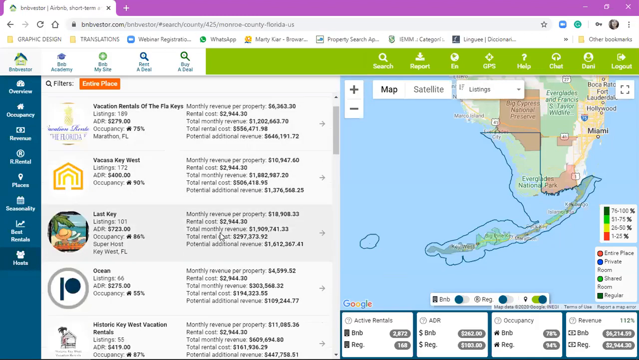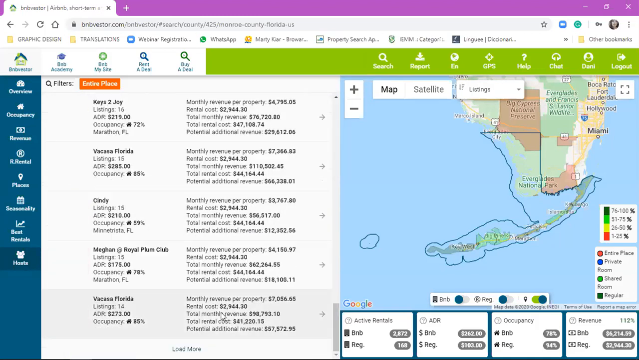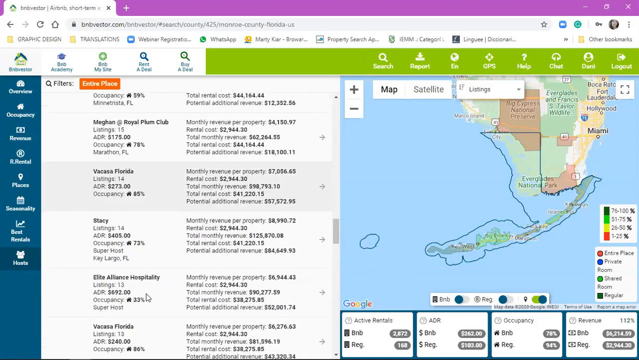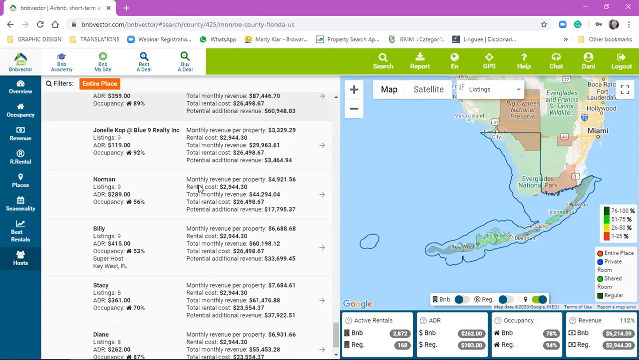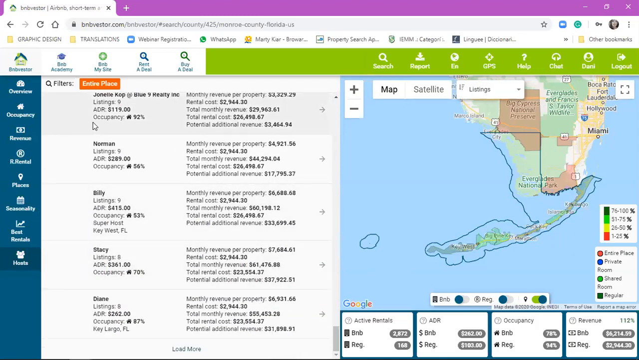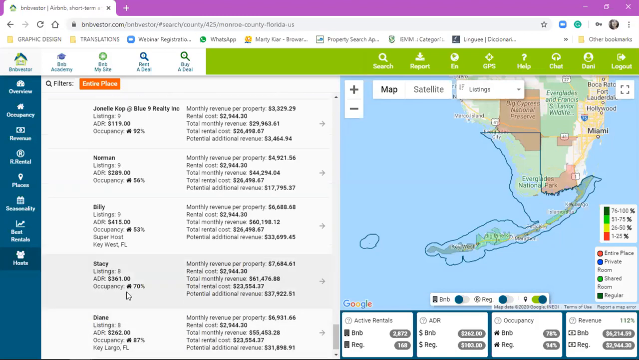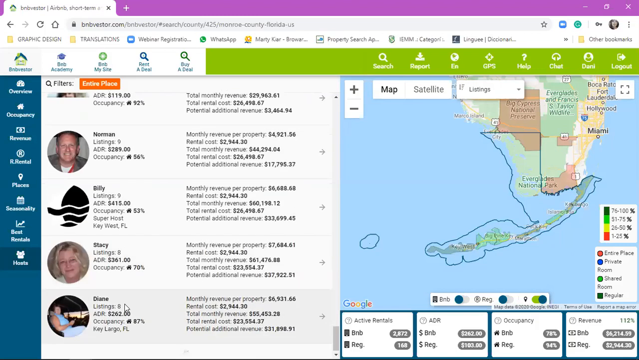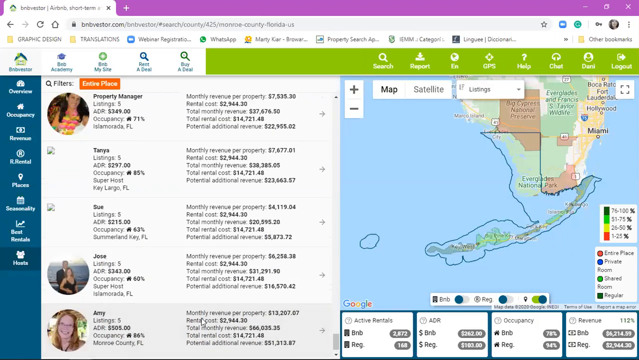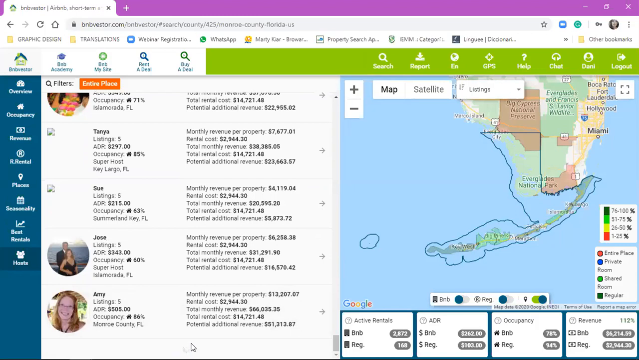Let's go down into smaller hosts so that you can see real numbers, because to start a business you don't have to look at companies with 189 active BNB properties, right? You would need to see more realistic numbers. So I'm going to show you. For example, oh, okay.